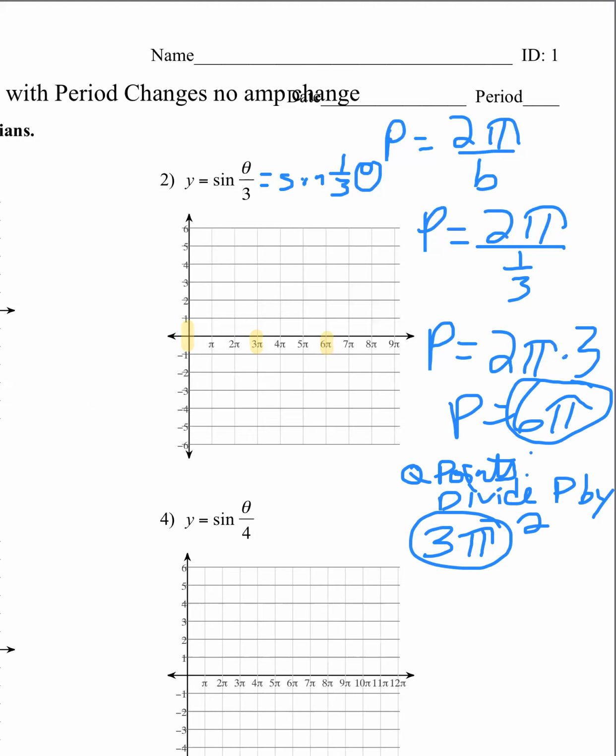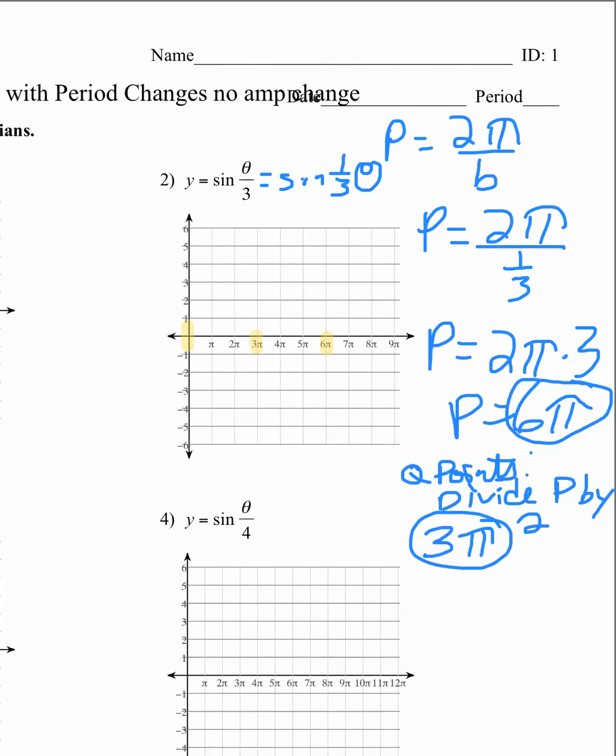So this isn't as convenient as it was on the last graph, because the last graph already had all of those values for me. This one doesn't. I don't necessarily need you to fill them in, but you should be able to tell me what they are. So if I'm looking between 0 and 3 pi, what is halfway in between 0 and 3 pi? Wouldn't it be, well, what's halfway between 0 and 3? Isn't it 1.5? So 1.5 pi would be my next quarter point.